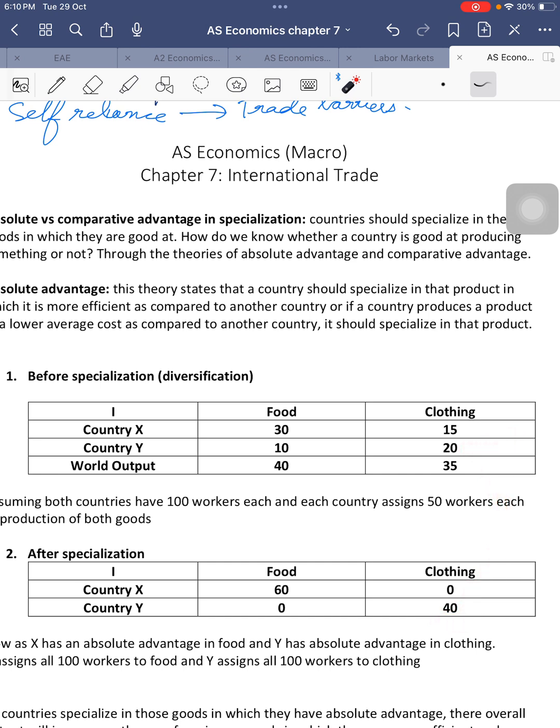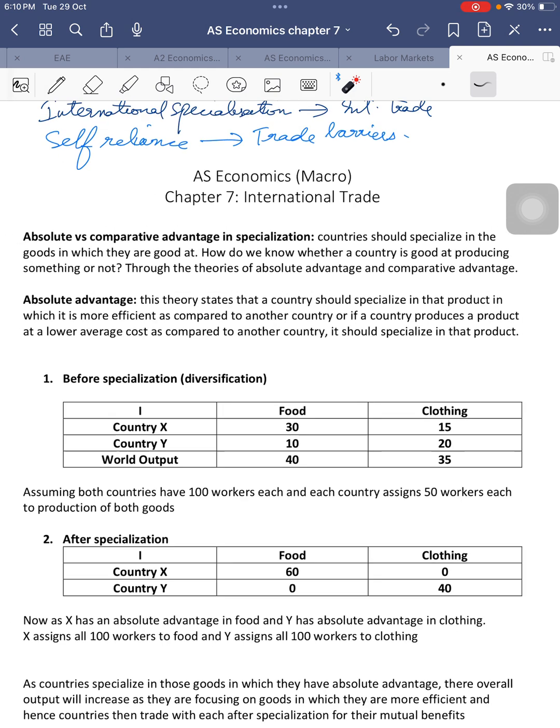Right? And then country X will export, obviously country X will export the units of food, and country Y will export the units of clothing. How much? We'll discuss that later on. Right? This is what is meant by absolute advantage.